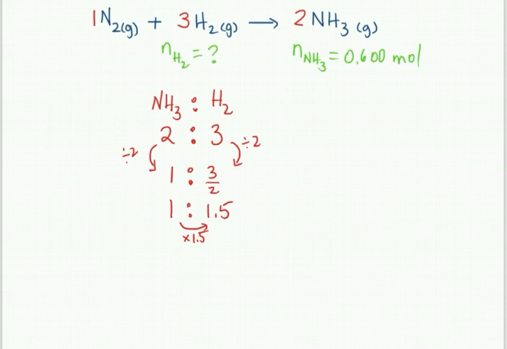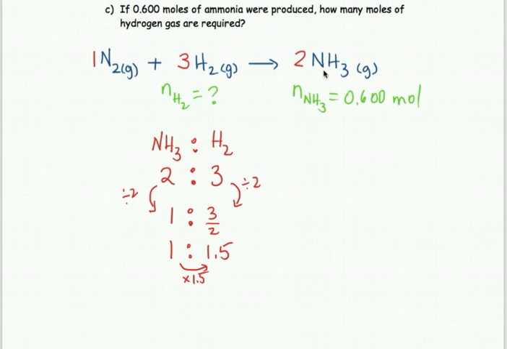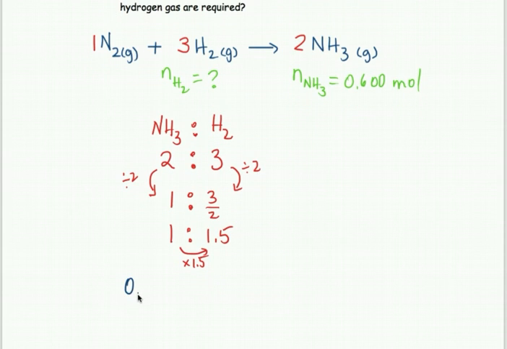Okay, so now going back to the actual problem here, you have 0.6 of this one. How much of this one would you have then if you know it's a 2 to 3 relationship or a 1 to 1.5 relationship? Okay, so you know you have 0.600 moles of this one. How much hydrogen would you have then if you know it's a 1 to 1.5? Okay, so you just multiply by 1.5, or you know, I take 0.6 plus half of 0.6, which is 0.3, and you get to your answer, okay? So you end up with 0.900 moles.